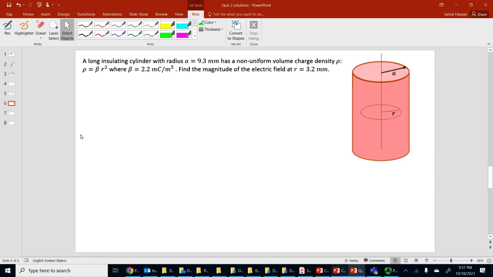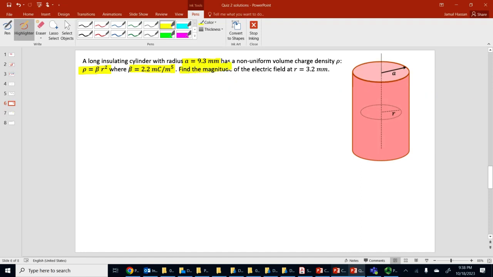Okay, so this question is about Gauss law, but you will see from the solution it's not very straightforward because it includes integration on both sides of the Gauss law. So let's read it. We have a long insulating cylinder with radius a, 9.3 millimeters, that has a non-uniform volume charge density ρ. ρ is given as beta multiplied by r squared, where beta is equal to 2.2 millicoulomb divided by m to the power of 5. r is given in the radial direction, obviously from the center axis of the cylinder.